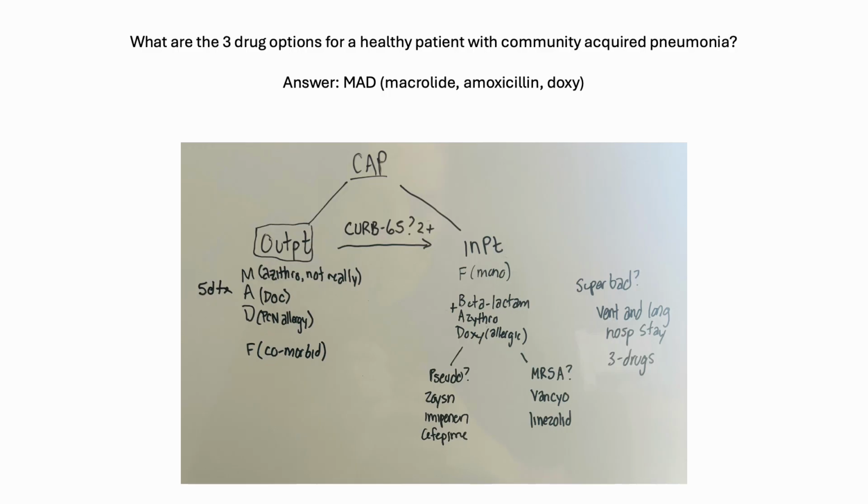And then you can work it up. Use your CURB-65, and if they have 2 of those, now you're going to admit that patient. But your healthy patient is not going to be super crazy. Probably going to go with a Zithro, amox or doxy for 5 days.